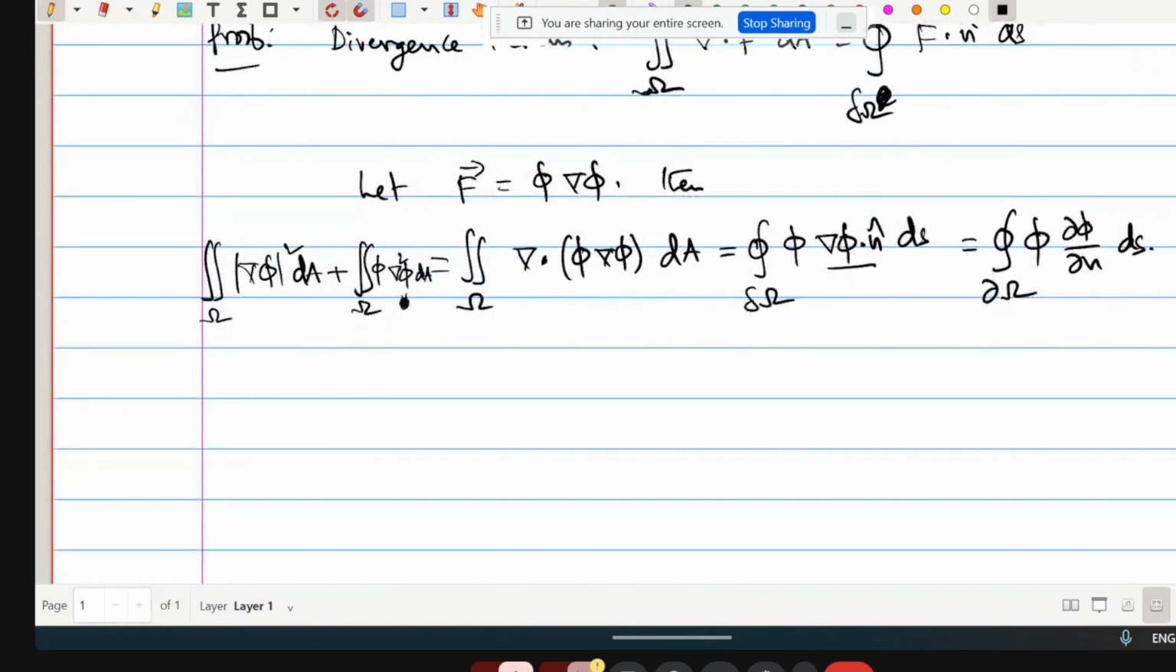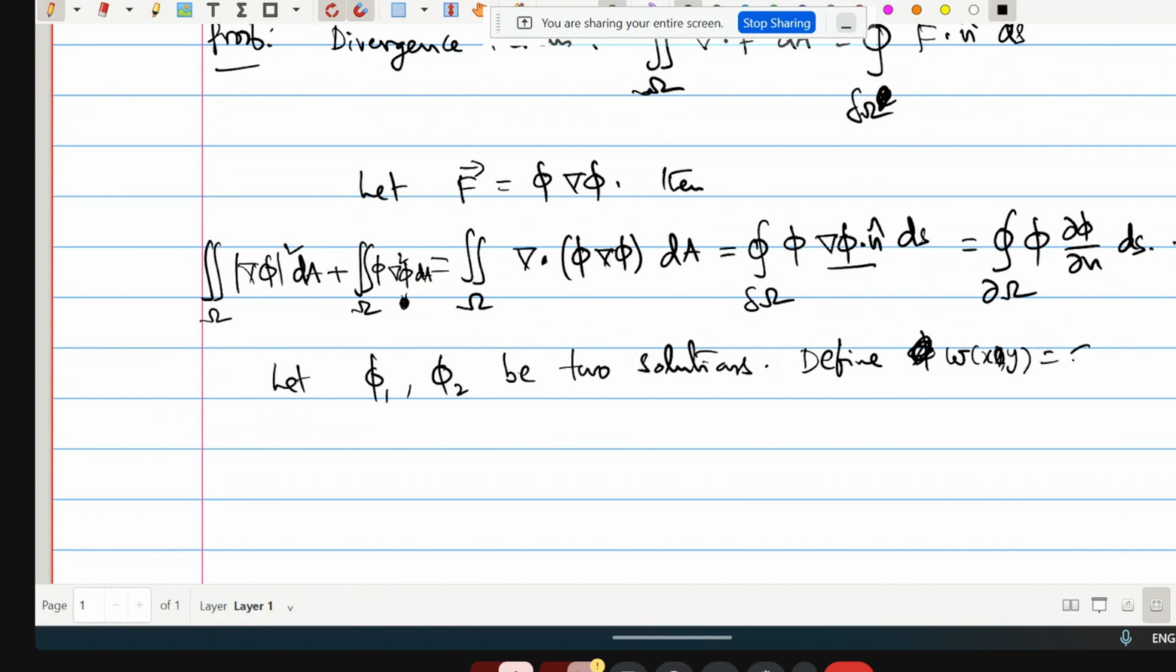Now this is what we use. This equality, you call it star. We use this one. Let phi1 of xy and phi2 of xy be two solutions. This is the standard procedure to show the uniqueness. Okay, define w of xy equal to phi1 of xy minus phi2 of xy. Then what happens?